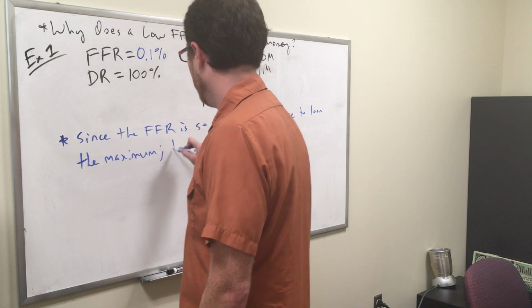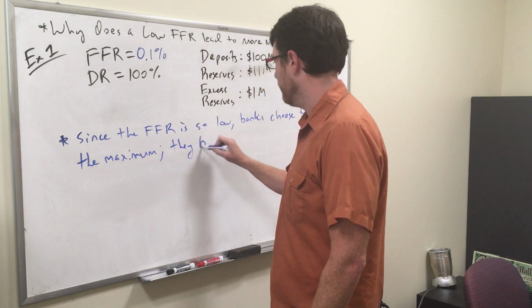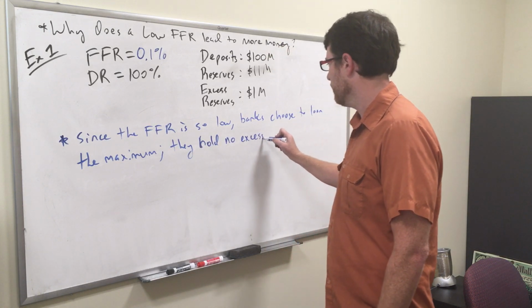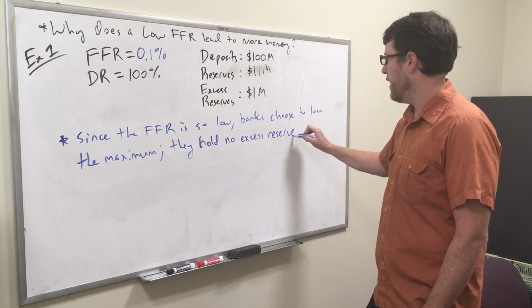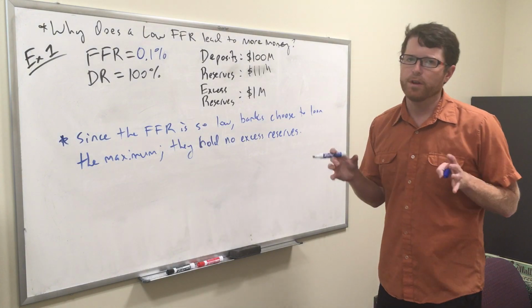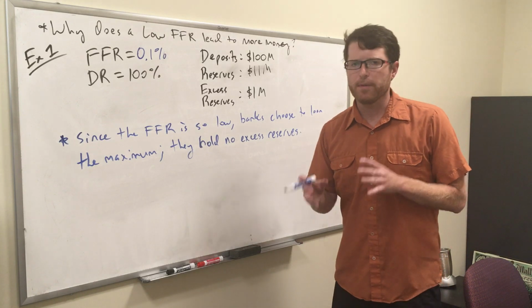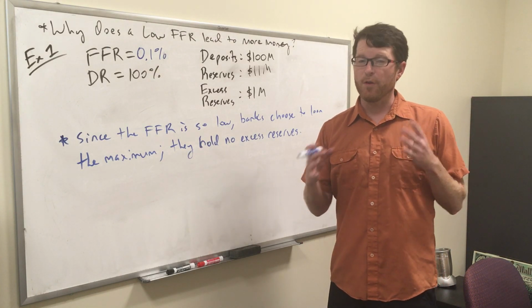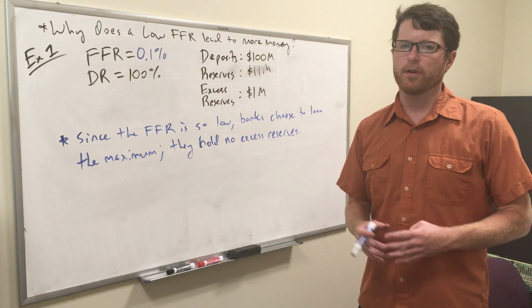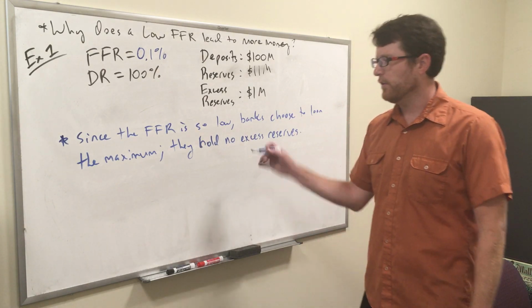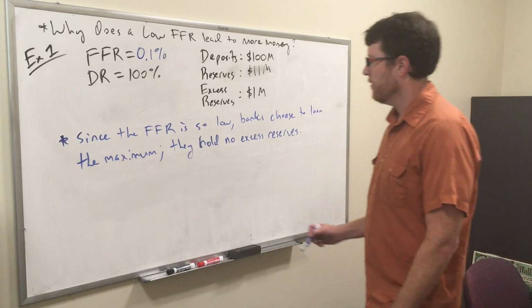Or in other words, they hold no excess reserves. This allows the money multiplier to work fully, right? If you recall, when banks hold excess reserves, the money multiplier doesn't work as strongly. But if they hold no excess reserves, the money multiplier is going to work a lot better. It's going to be a lot stronger. So this is going to increase the money supply, right?